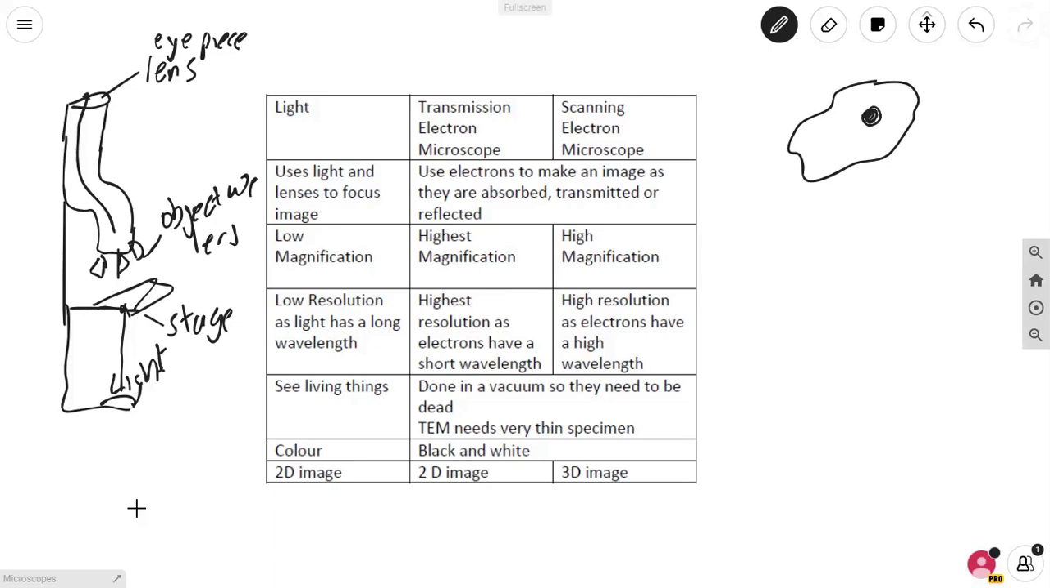You're not going to see anything else. So it's good for looking at some things, but not great for looking at others. So the second two are electron microscopes. Now, electron microscopes, as they suggest, use electrons to make an image.